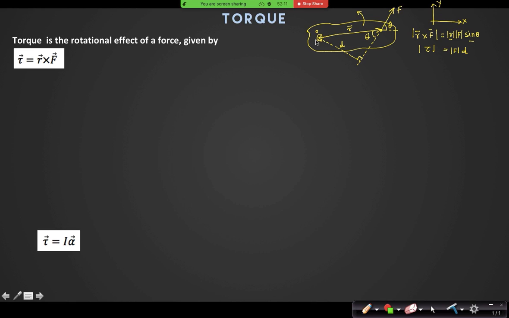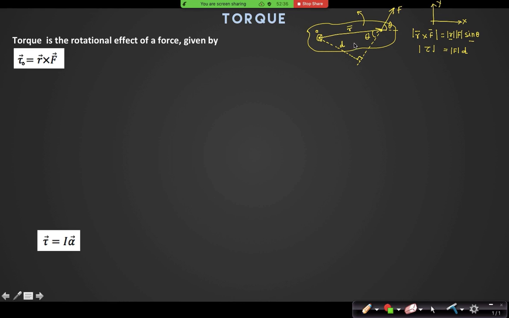Even if it is not hinged, you can assume it to be hinged at this point O. If you have to calculate the torque about point O, I am calculating torque about point O, so that is why I have assumed the O to be at the hinge point. Now look, if you curl your right hand fingers along this anti-clockwise direction, you will always find the direction of torque.